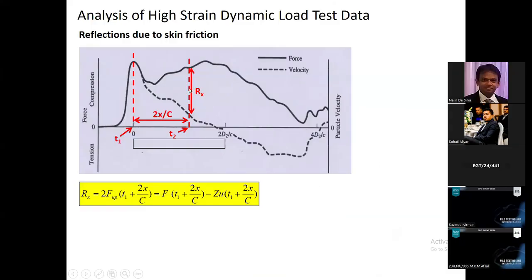The mobilized skin friction can be calculated by this difference. So this is the force measured by the strain gauge. This is the velocity record, the force estimated by the accelerometer. So this difference, it can be proved that this difference is equal to the mobilized skin friction, Rs.